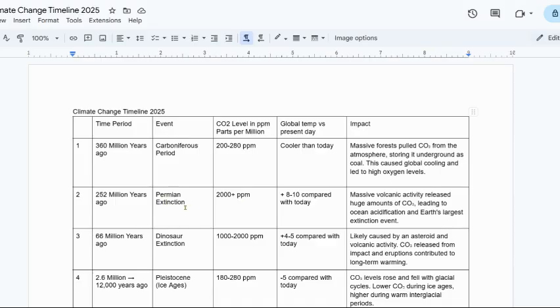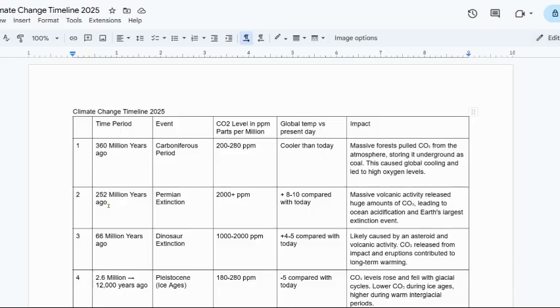It's called the Permian extinction. Lots of things died. Massive volcanic activity released huge amounts of CO2. Let's see if this tracks. Well, if the CO2 goes up, what happens to the temperature? The temperature also goes up. This leads to ocean acidification and the Earth's largest killing event. This kills the most living things.